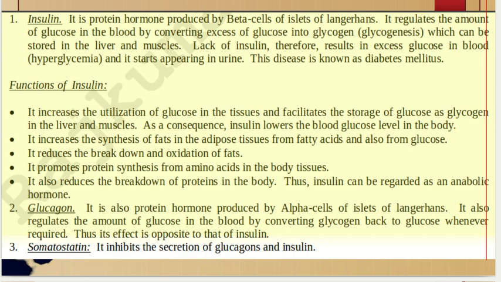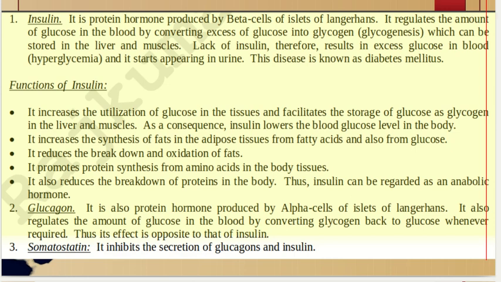Mellitus means honey. The functions of insulin: it increases the utilization of the glucose in the tissues and facilitates the storage of glucose as glycogen in the liver and muscles. So thus it lowers the blood glucose level in the body.